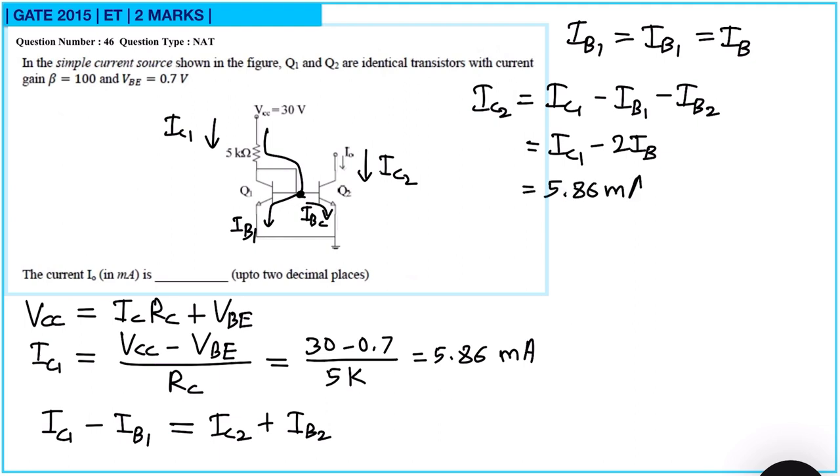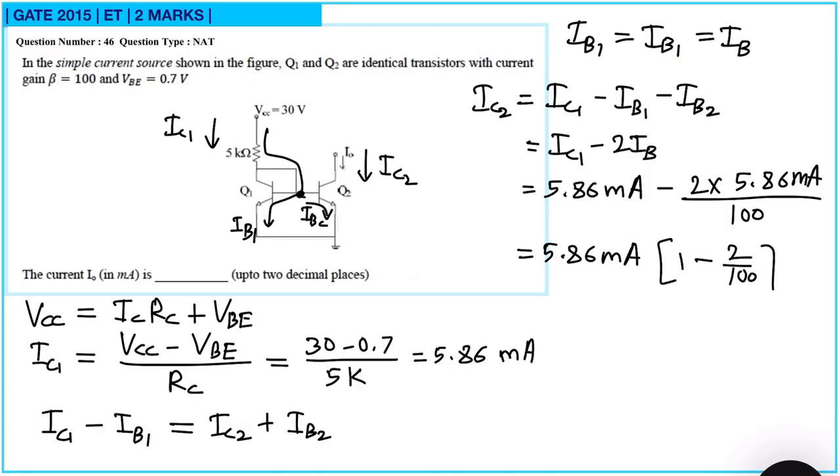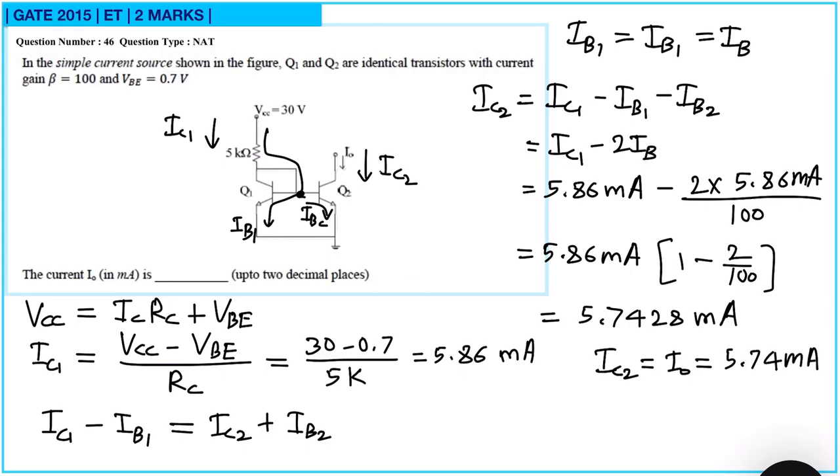IC1 is 5.86 milliampere, and the relation between IB and IC is a factor of beta only. So I can write 5.86 milliampere minus 2 into 5.86 milliampere upon 100, where 100 is beta. So this will be 5.86 milliampere times 1 minus 2 by 100, which is equal to 5.7428 milliampere. If we round it off to 2 decimal places, then IC2, that is I0, will be equal to 5.74 milliampere. And the range for the answer of this question was given as 5.74 to 5.75 in the official answer key.